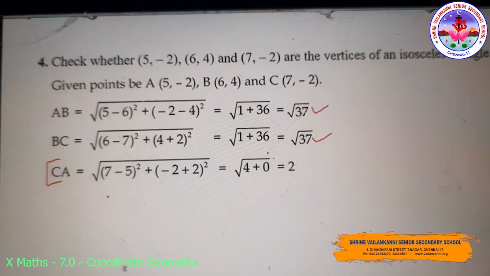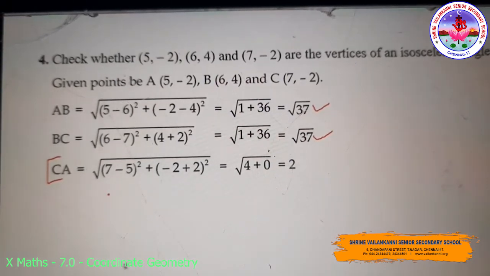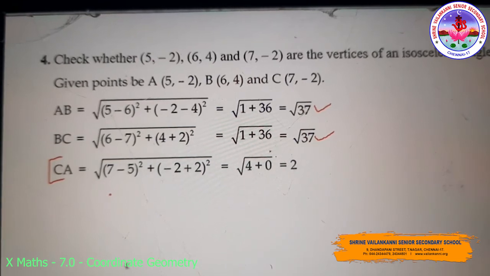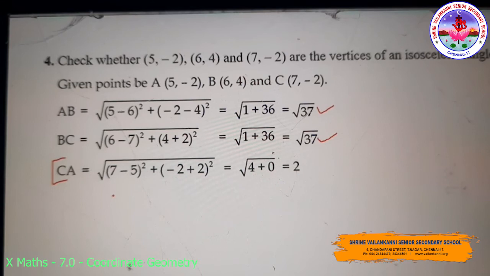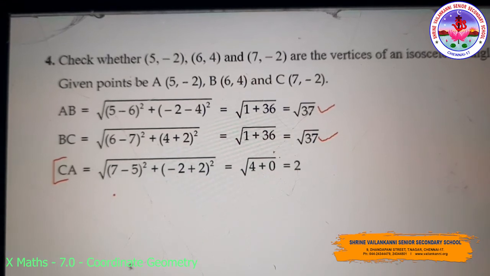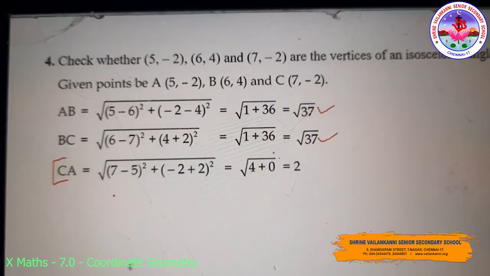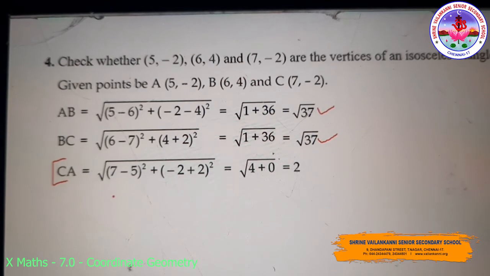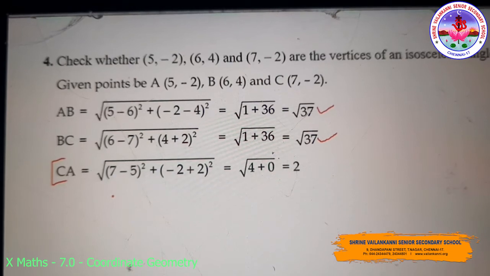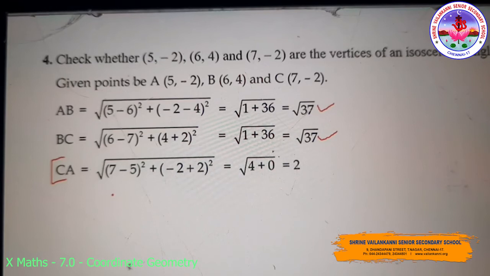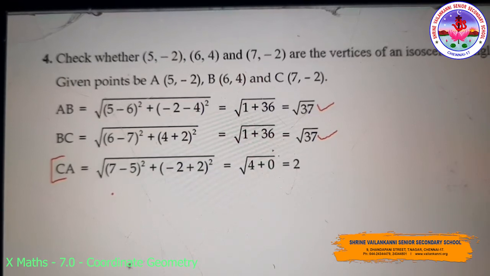Now finding the value for BC, where we have B coordinate 6, 4 and C coordinate 7, minus 2. So we get BC is equal to square root of 6 minus 7 the whole squared plus 4 minus of minus 2 the whole squared, which becomes plus 2 the whole square. So which is equal to square root of 1 plus 36, which is equal to square root of 37.